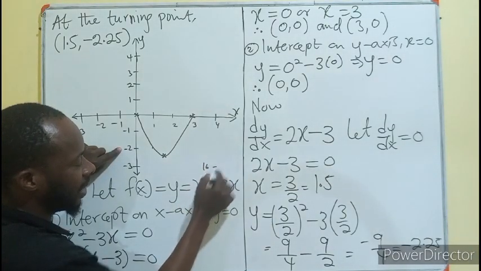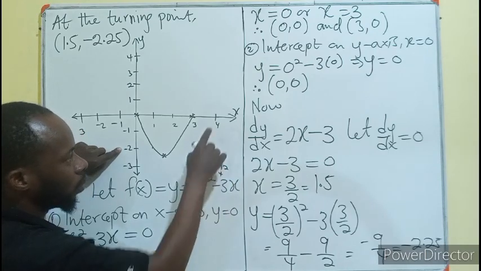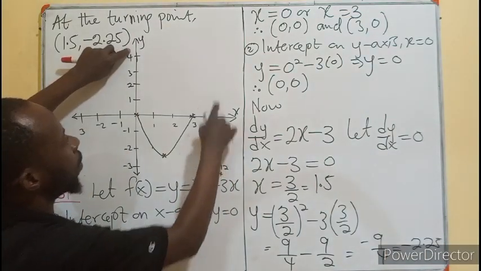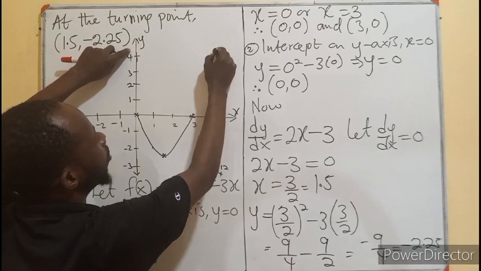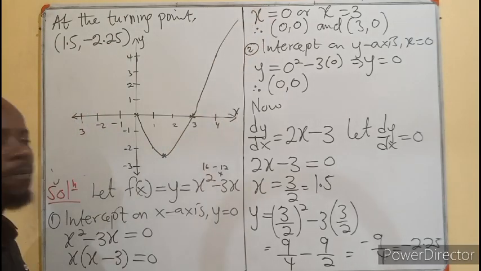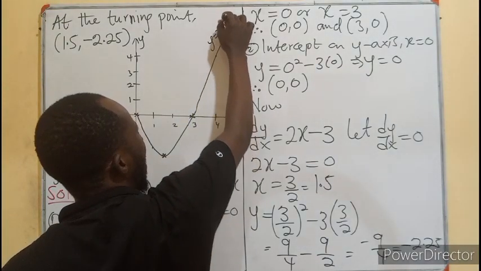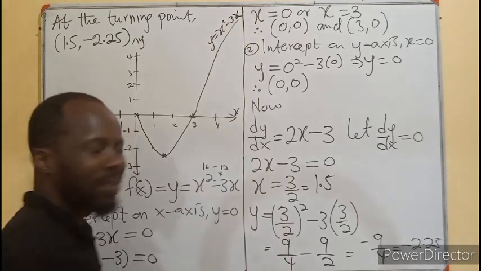Let's see if we have our x being 4. 4 squared here will be 16. 4 times 3 will be 12. And that will be 4 also. So 4. So let's just put the point here. Let our curve pass through there. So we label it as y equals x squared minus 3x.